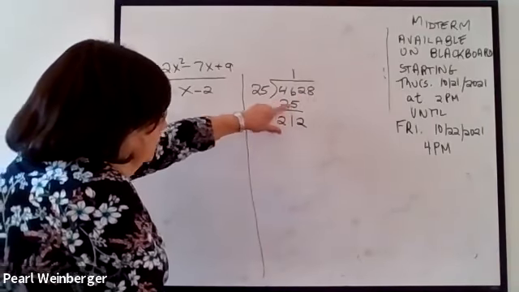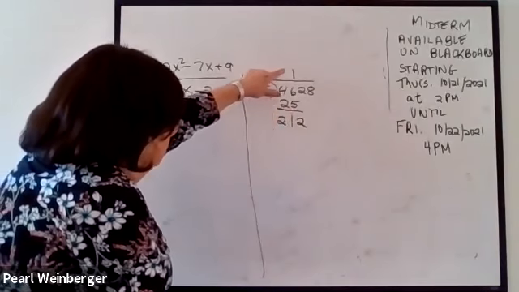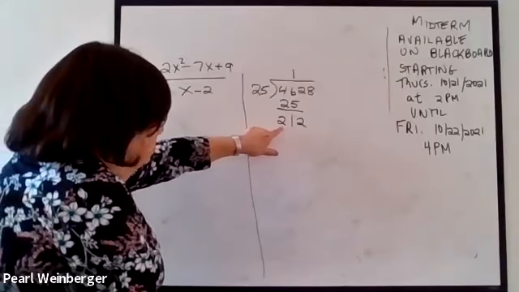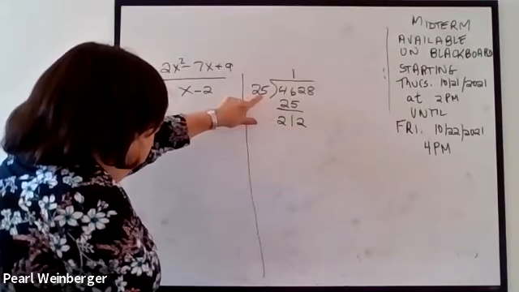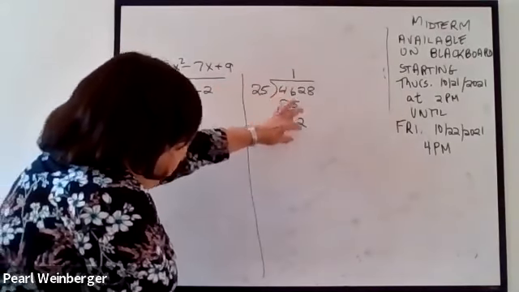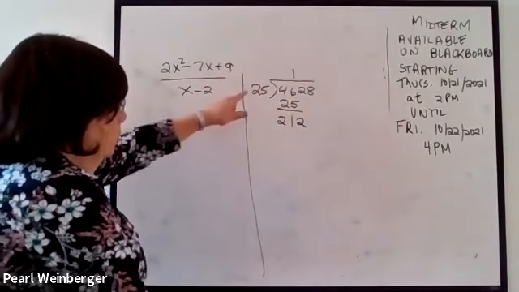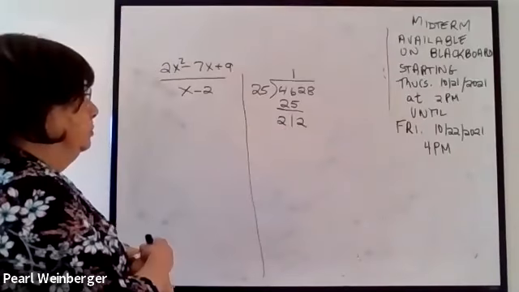And if this was more than 25, then I would have known I'd have to start over again. But usually this remainder that we got has to be less than the divisor. So we bring down the next number, and again, now we start the process again. We take the 25 and divide it into 212.